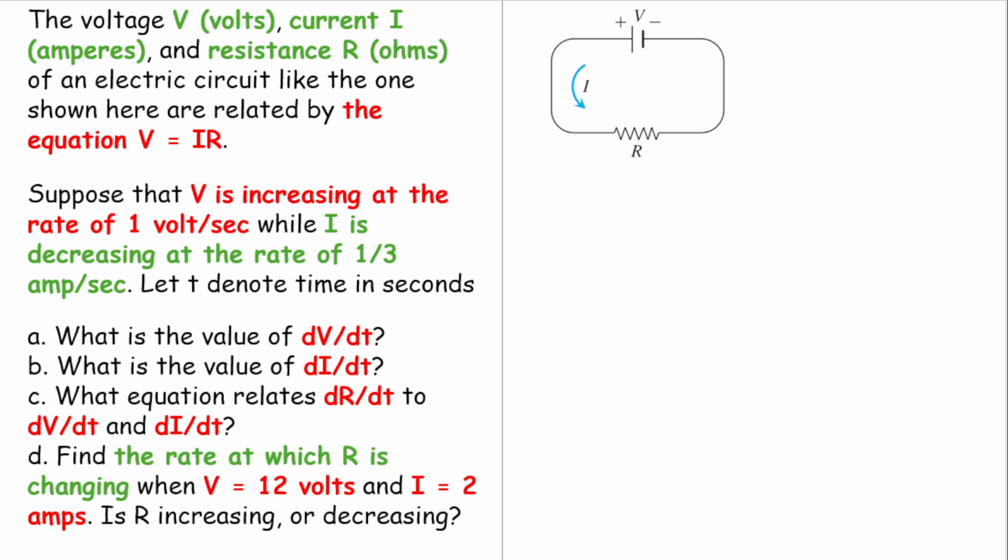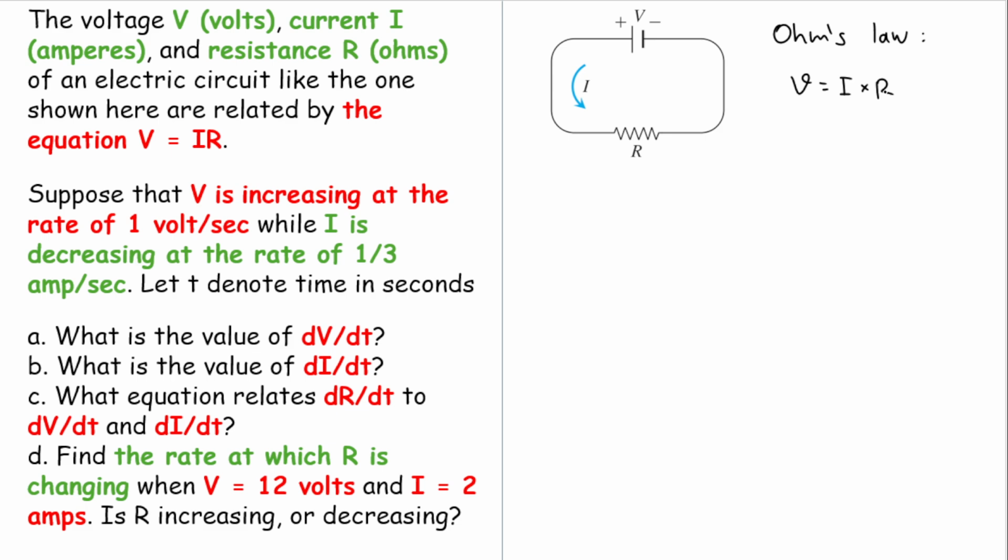The voltage V in volts, the current I in amperes, and the resistance R in ohms of an electric circuit like the one shown here are related by the equation V is equal to I times R. Physicists and electrical engineers know it as Ohm's law, and that is exactly what that equation is. V is equal to I times R.